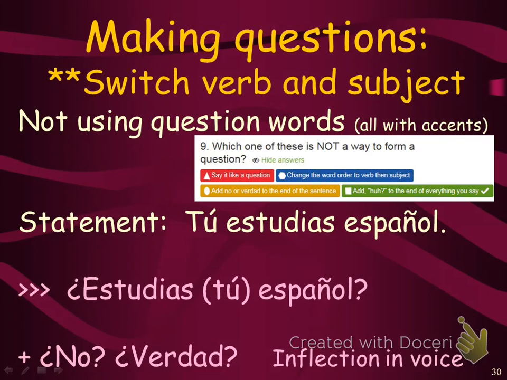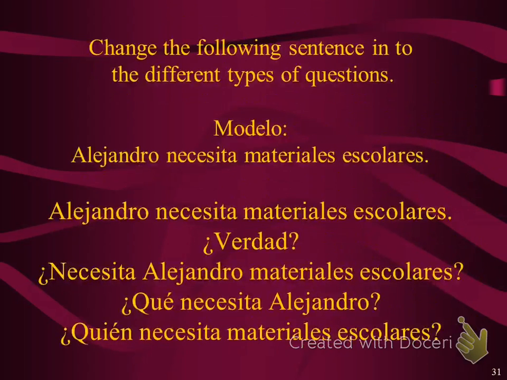So, if taking a statement, you study Spanish, but you want to ask somebody, do you study Spanish? In English, we have to add the do you. In Spanish, all you do is put the subject second and the verb first, flip those two, then you're literally asking somebody, do you study Spanish? Okay. So that's making simple questions.